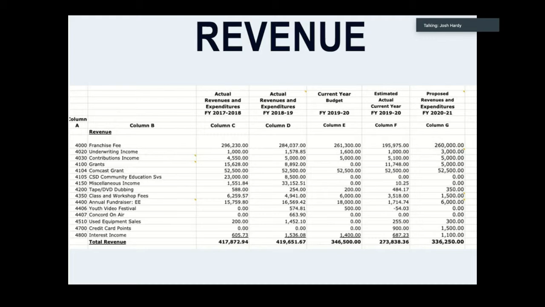So contributions income is just typically what we get from Boys and Girls Club as a donation for the work we do for the auction, which went extremely well this year. We love that partnership. That's going to keep going. Grants, I set conservatively at $5,000.